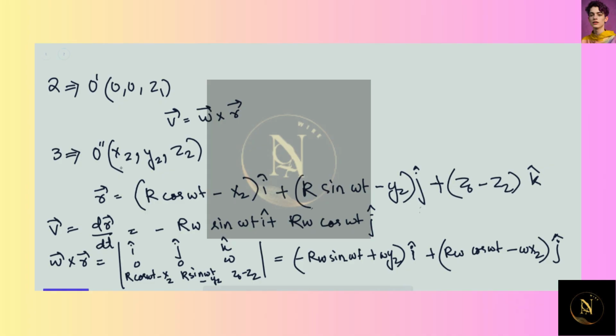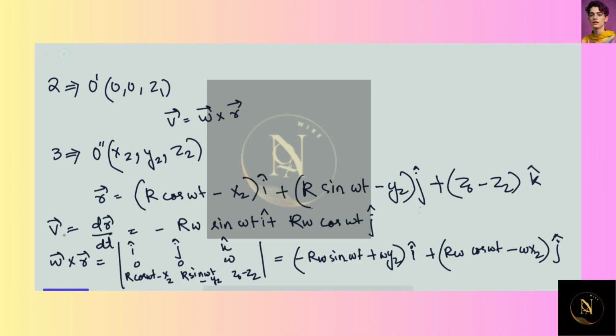Now for the third case, when you change the origin to a different location off the rotation axis, so let's say now the origin is at some point x2, y2, z2, then the position vector will now change. So now the position vector will be r cos omega t minus x2, which is the origin, in the x direction. Then we have r sin omega t minus y2, the y component of the origin. And then we have z naught minus z2 in the k direction.